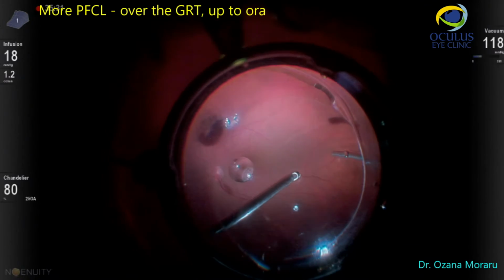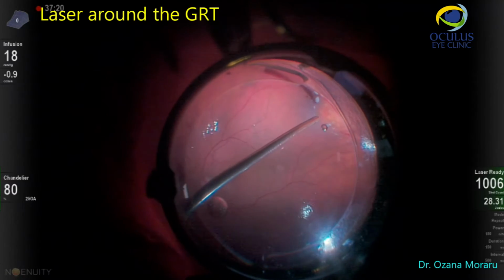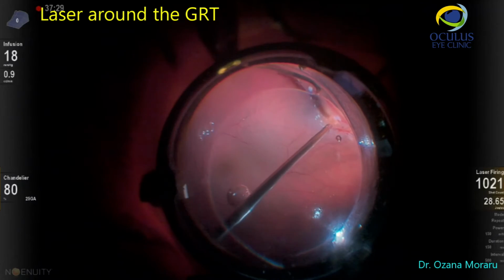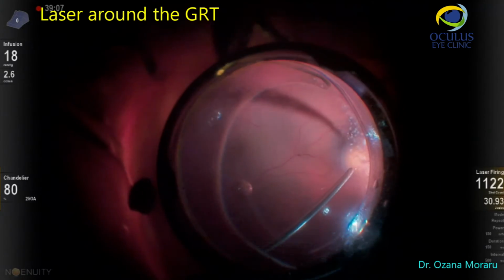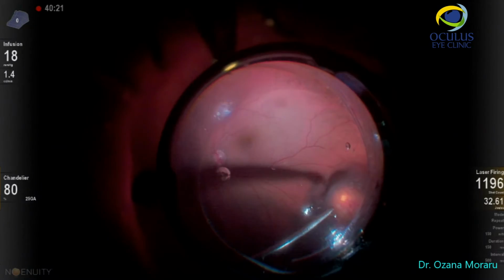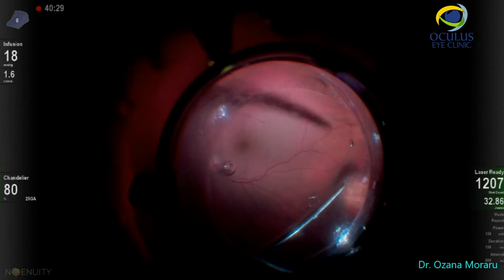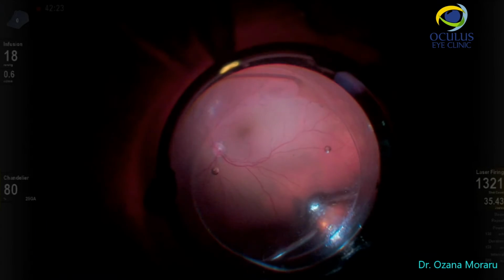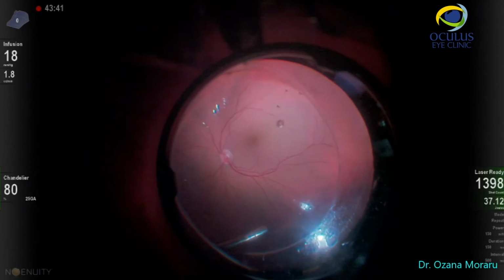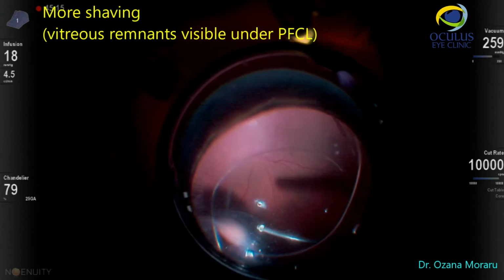limit. And now we are filling with more PFCL in order to overpass the whole GRT. And under PFCL we put endolaser around this giant retinal tear, 3 or even 4 rows, taking care not to forget the extremities of the giant retinal tear.